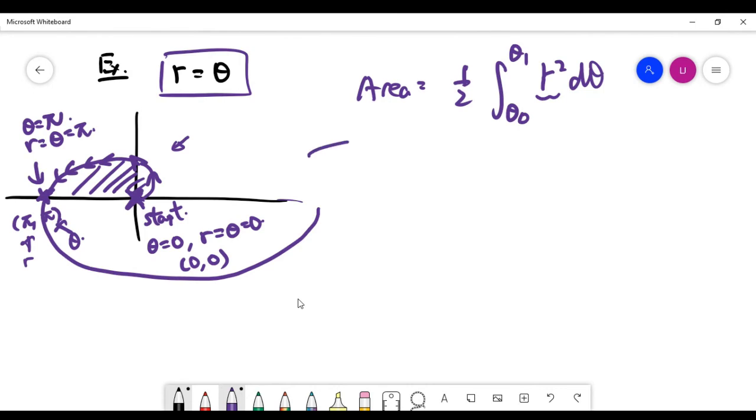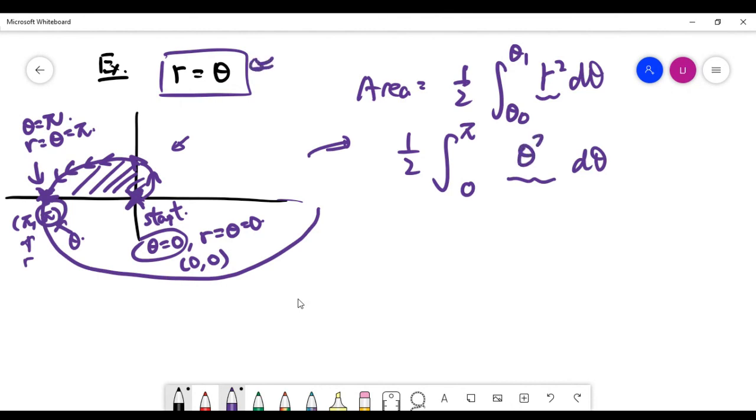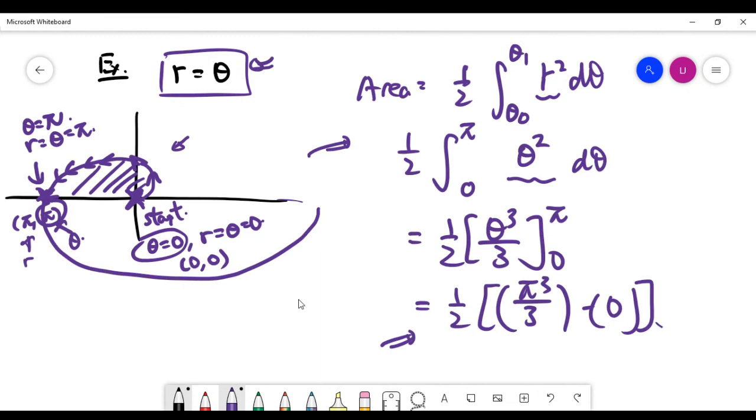And basically, now it's an easy calculation because you can actually compute the area as half times the integral from 0, which is the starting point, up to pi. And for the polar function r squared, which is essentially theta squared because the polar function is very simple, we can do this computation now. So basically, that's the final answer, which is the area of the shaded part of this problem.